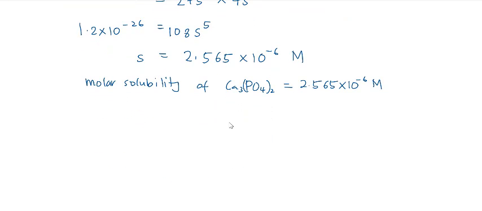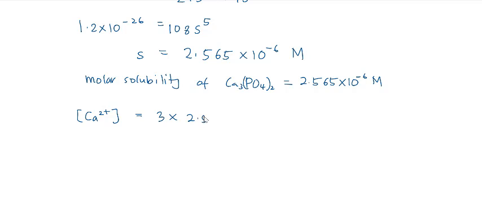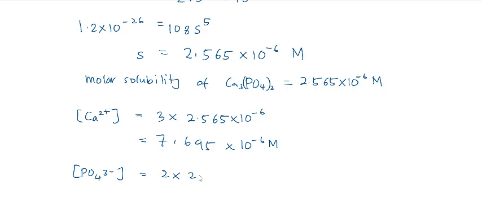So that is the molar solubility, and it asks for the concentration of each ion. The concentration of Ca2 plus at equilibrium is 3S. So 3 times 2.565 times 10 to the power of negative 6. So we get 7.695 times 10 to the power of negative 6 molar. And then for PO4 3 minus, 2 times S. So we have 5.13 times 10 to the power of minus 6 molar. So that's it. Remember the difference: the molar solubility value must be S only. Molar solubility is S.